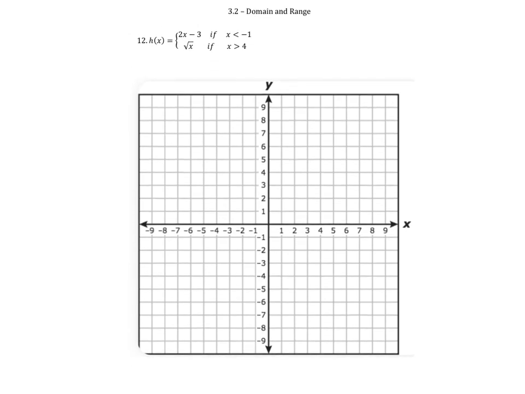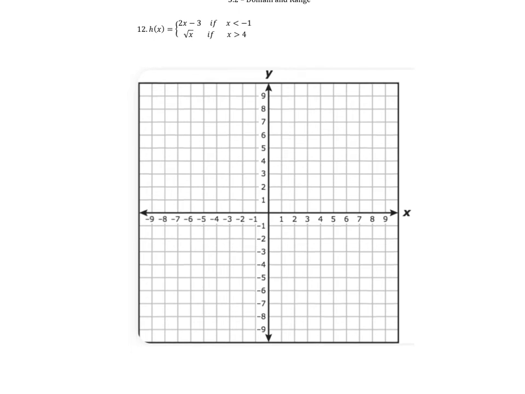This is the last one we have for piecewise defined functions. So we're going to look at the boundary points, but notice this time the boundary is not the same. So we're going to have two different pieces. So first of all, we have if x is less than -1. Okay, so that's going to be over here. So y is equal to 2x minus 3 if x is less than -1. So that's to the left of that yellow line.